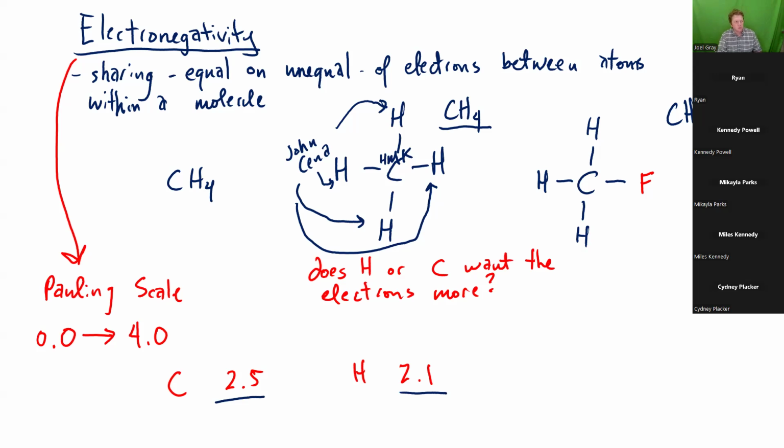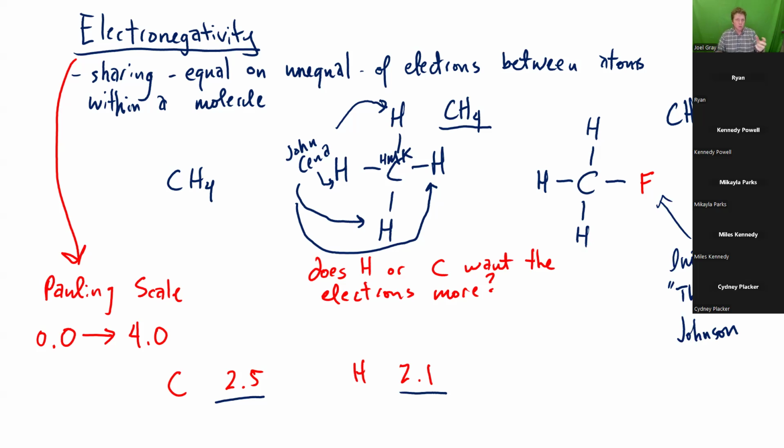Okay, now let's go over here. All of our hydrogens, those are still John Cena, but here what we have is Dwayne Johnson, The Rock. And I'm going to go ahead and say that he's stronger than John Cena because the electronegativity of fluorine is greater than the electronegativity of hydrogen.